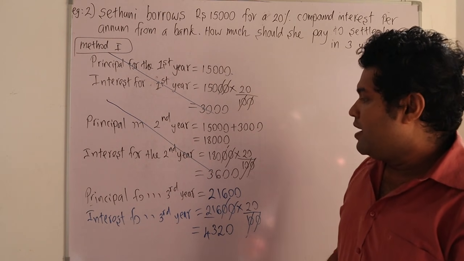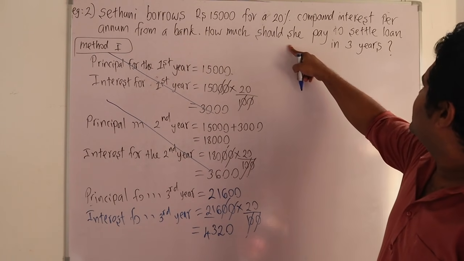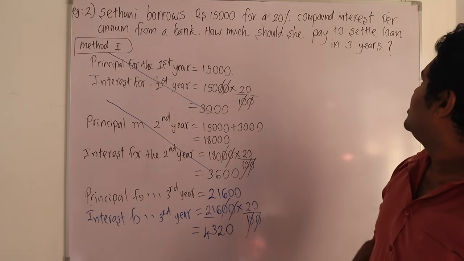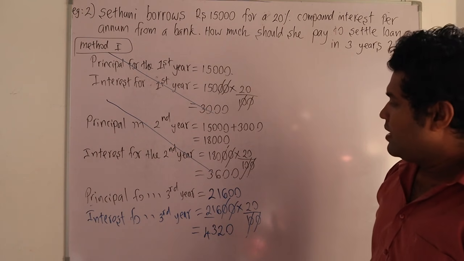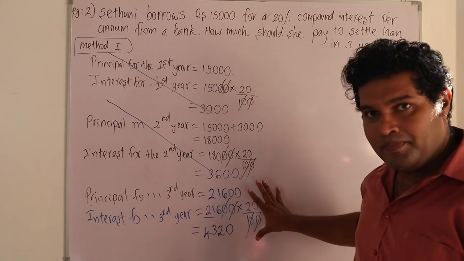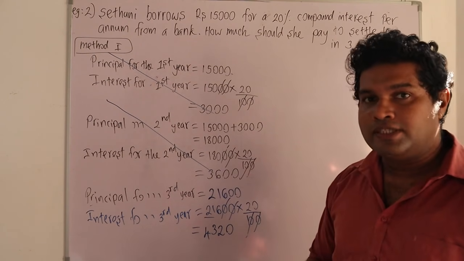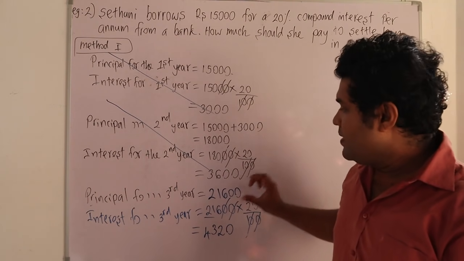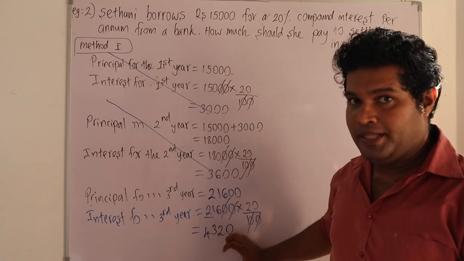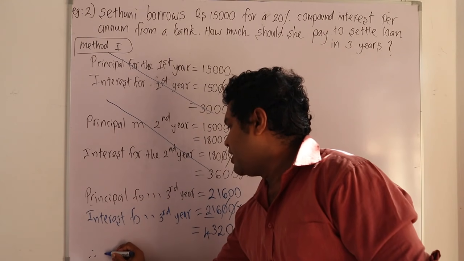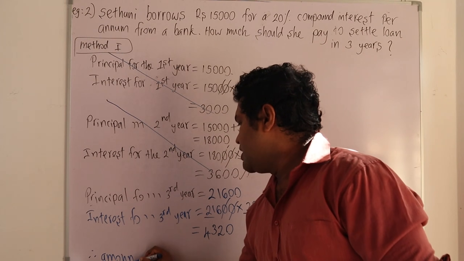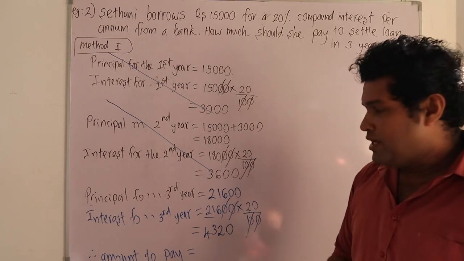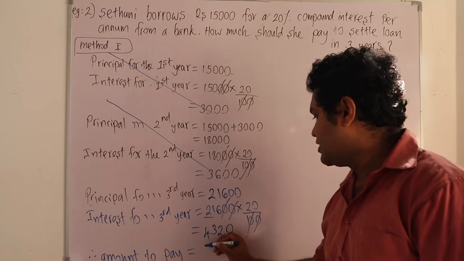Okay, now the question is asked for the 3 years. How much should she pay to settle the loan in 3 years? Therefore, we are now in the 3rd year. To settle the loan at the end of the 3rd year, we have to pay the balance at the beginning of the year as well as the interest together. Right? We have to add. Amount to pay. The amount to pay should be 21,600 plus 4,320.